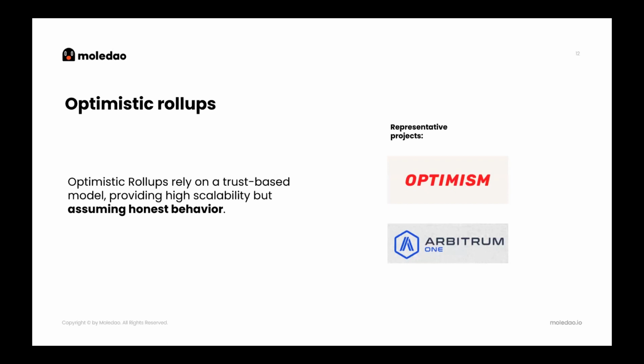Optimistic rollups rely on a trust-based model, providing high scalability but assuming honest behavior. This means that the rollup defaults to all the calculations provided being accurate. However, it has a disadvantage of requiring a 7-day wait for verification when withdrawing funds to the main Ethereum. Optimistic rollups are represented by Optimism, Arbitrum, and others, but I will not go into details here about how these projects work, but you can find out by yourself after the class if you want.